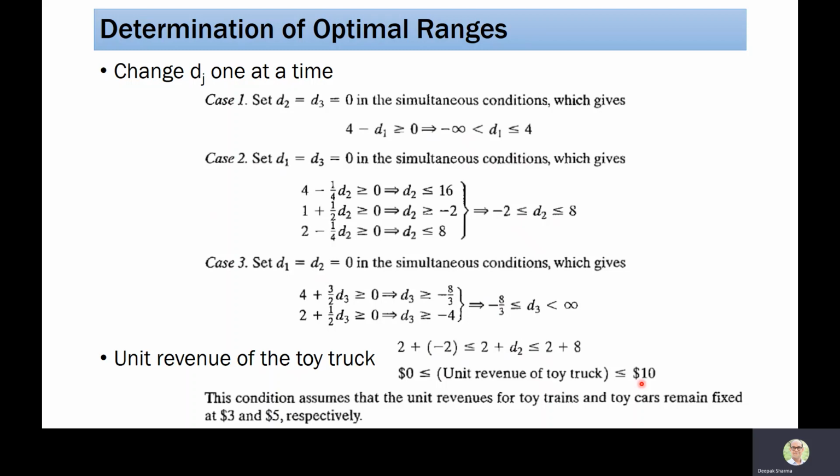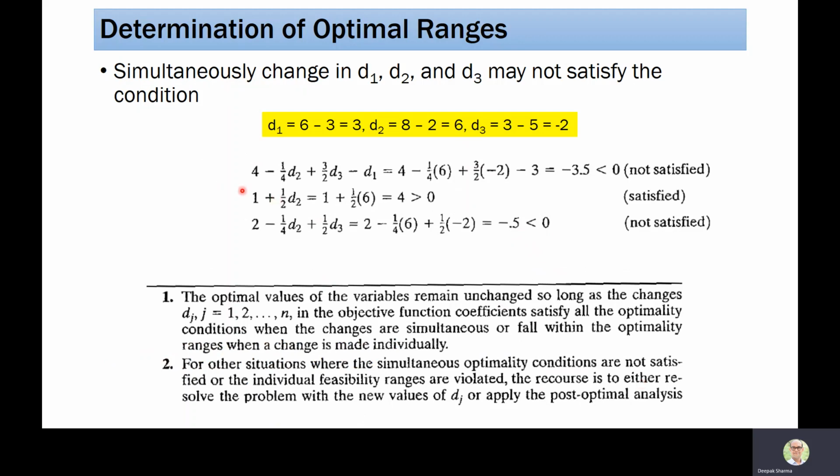Now, can we make simultaneous changes in D1, D2 and D3? If we do a simultaneous change in D1, D2 and D3, you can see that the first condition, minus 3.5, is not satisfied, the second is satisfied, the third is not satisfied, meaning we are not going to use it because it will change our optimal solution.